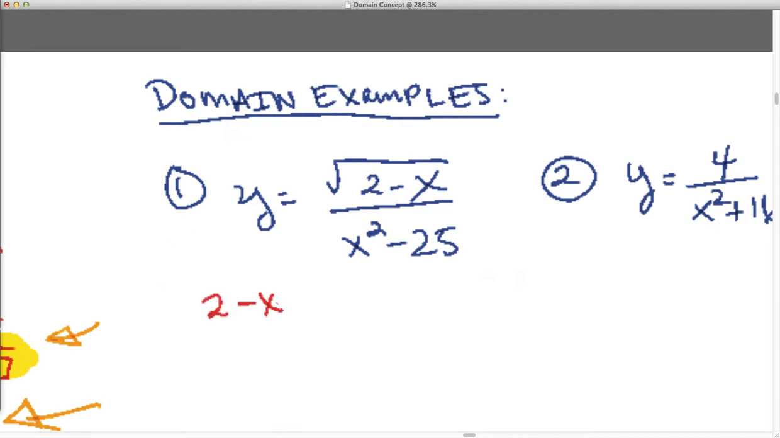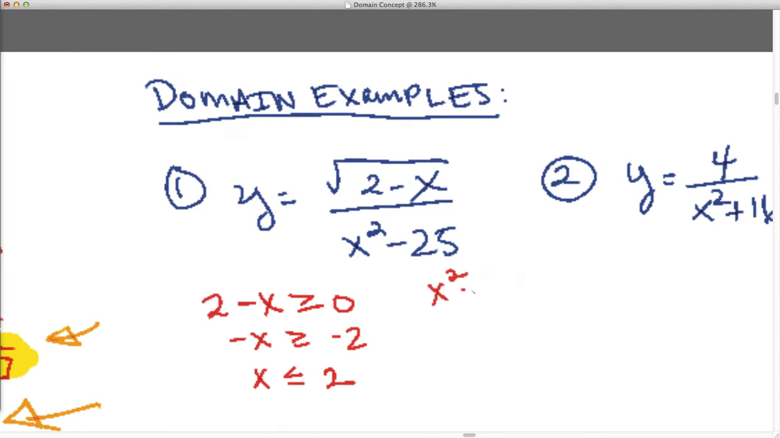So we have 2 minus x that has to be positive. The way we say that is x is less than or equal to 2. If you want to add the x to both sides, that's fine. Let's say you didn't see that and you divide by the negative. Don't forget to change the direction of the inequality. Either way, you should end up with that as part of your answer.